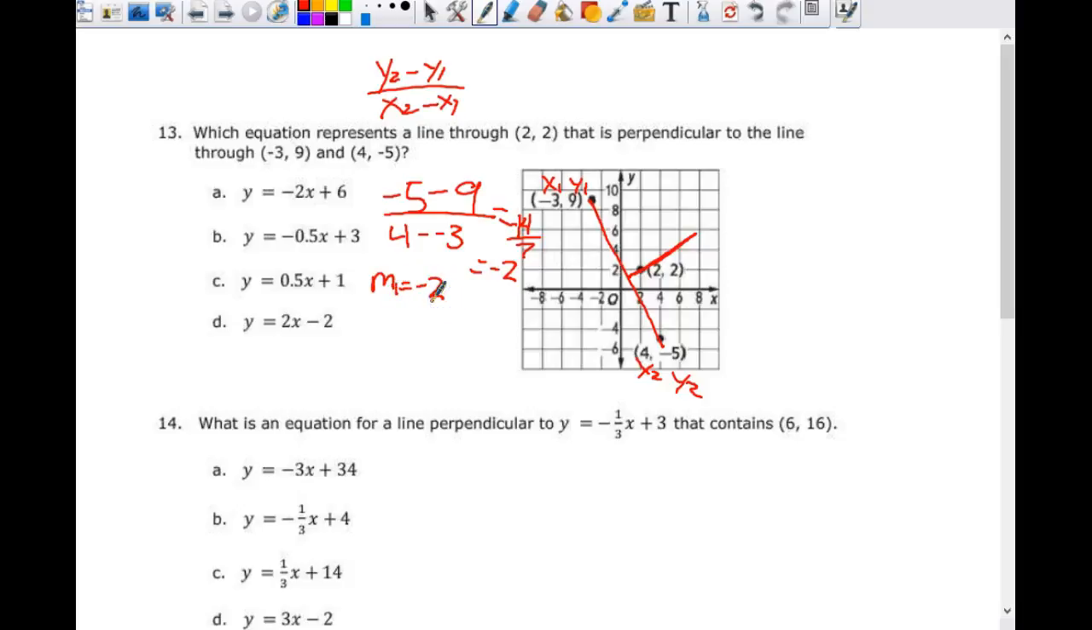If it's perpendicular, it has to be different slopes, right? The two equations for the two different lines have to be different. So this one can't be the answer. It has the same slope. Okay, if you say so. No.